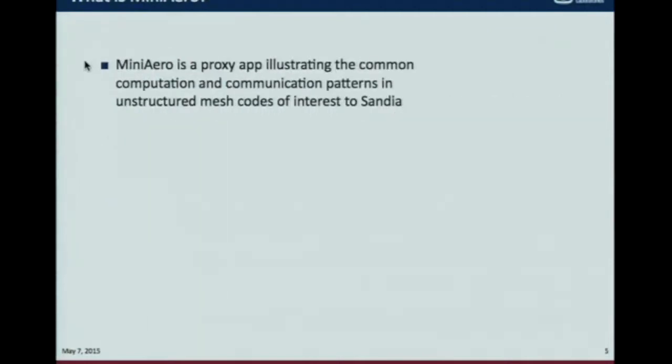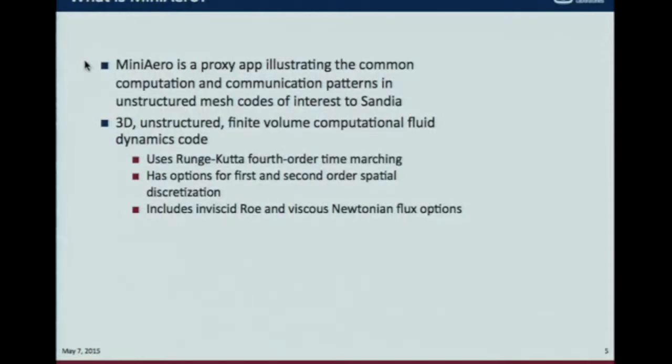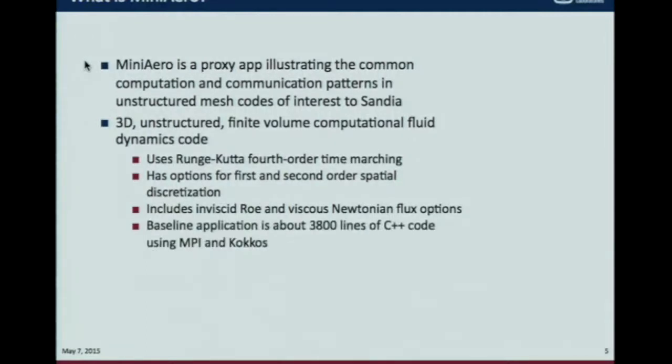All right, so Mini Aero is, at its core, like I said, a proxy app that illustrates common computation and communication patterns in unstructured mesh codes. It is a 3D unstructured finite volume computational fluid dynamics code. It does all of these things that are listed in those bullets. The important part for discussion here is that first bullet at the very top. The baseline application was only 3,800 lines of C++ code. That gives you some idea of what we're working with.